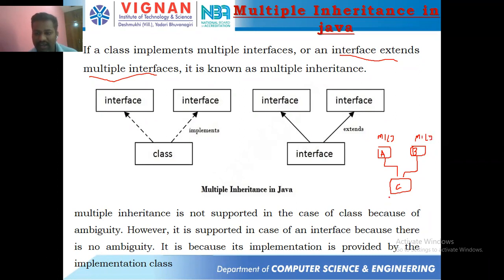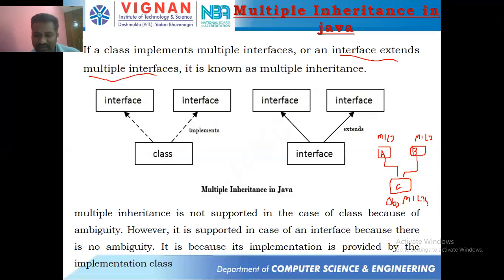M1 method in B. If I create a C object with respect to this child class object and call M1, which method M1 will I get? Can anyone respond? Which method M1 will I get? Respond, students.